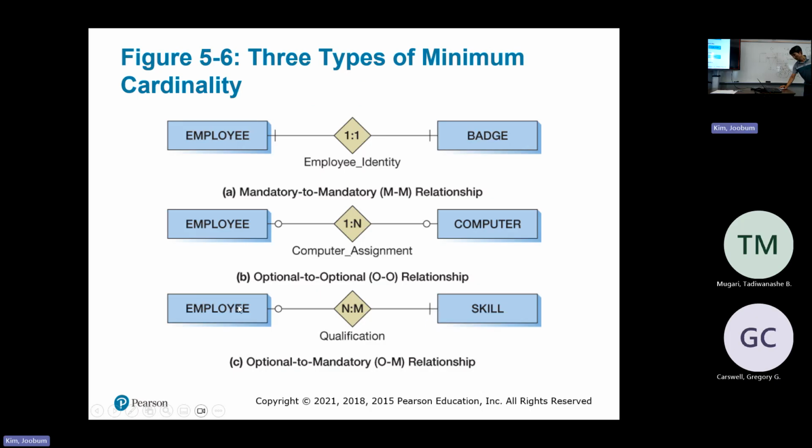That means an employee should have at least one skill. For this example, or vice versa, take a skill, for example, climbing. Can you do rock climbing? This is one of the skills, but nobody can do that. So it can be zero, optional. That's why it's optional and then mandatory.